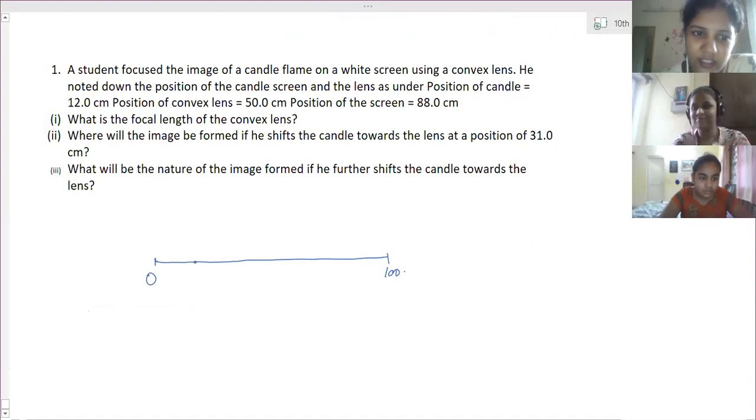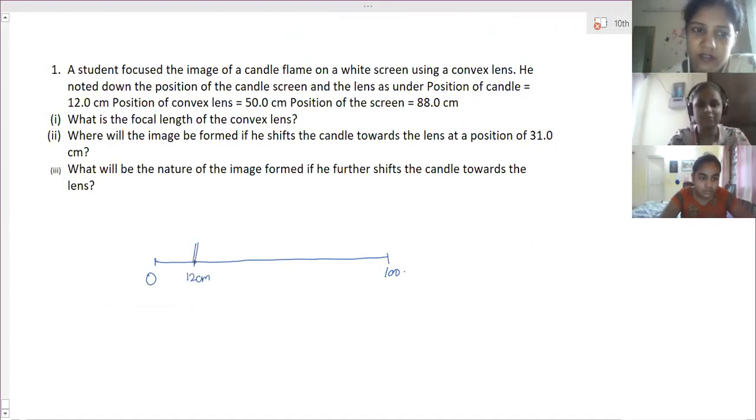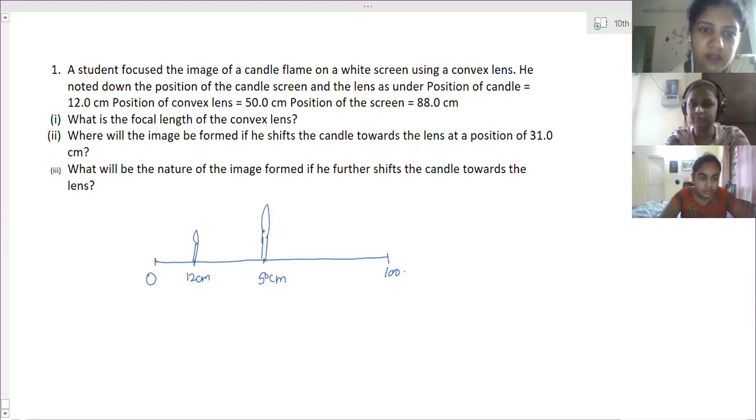That means at 12 centimeter, candle is placed. At 50 centimeter mark, lens is placed. Position of the convex lens is 50 centimeter. That means at position of 50 centimeter, we have placed the lens at this position. And then the screen is at 88 centimeter. So 88 may be here. At 88 centimeter, the screen has been placed.